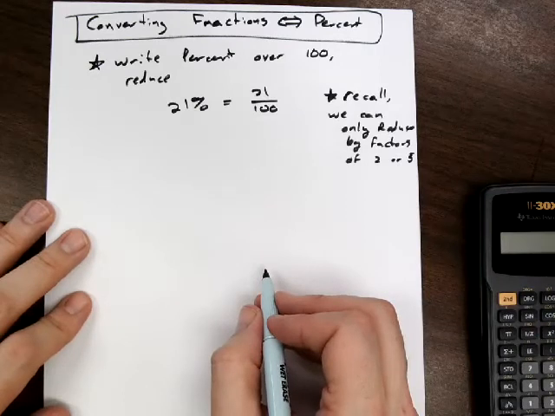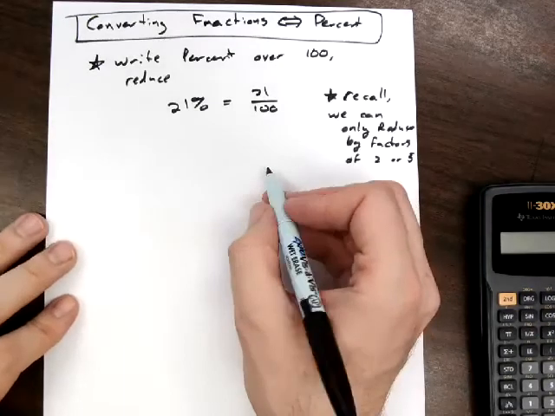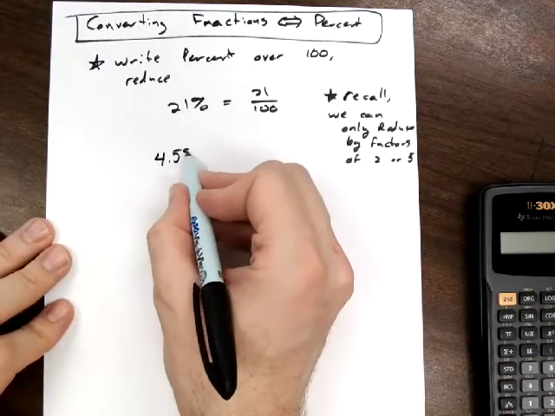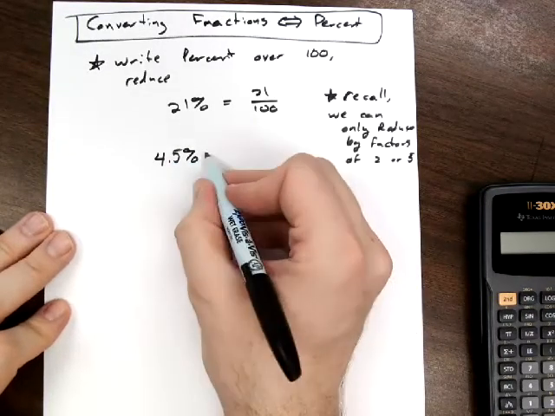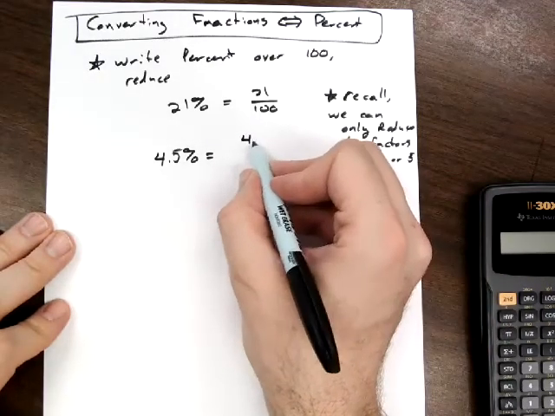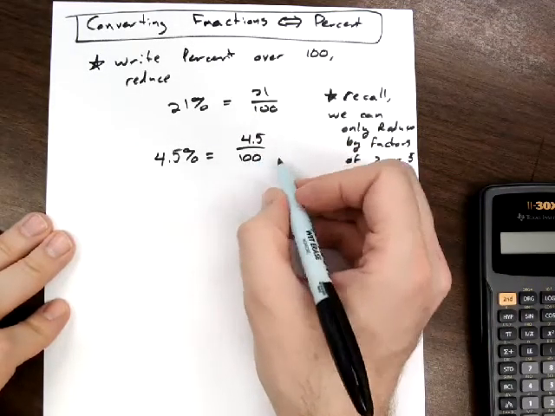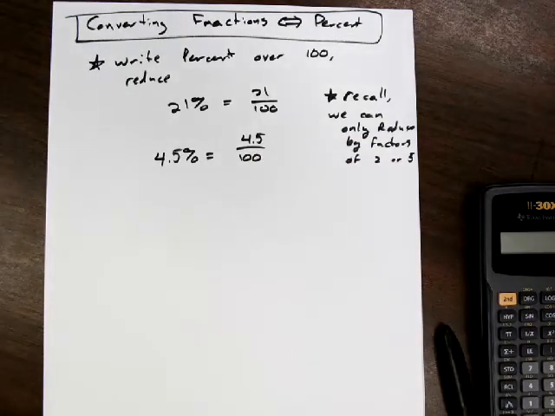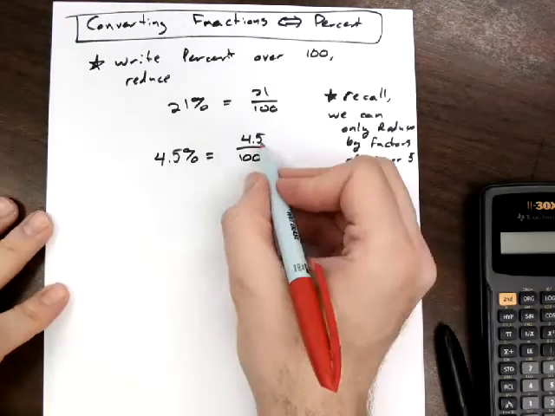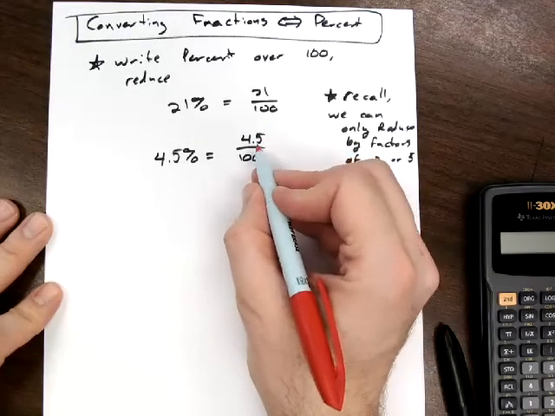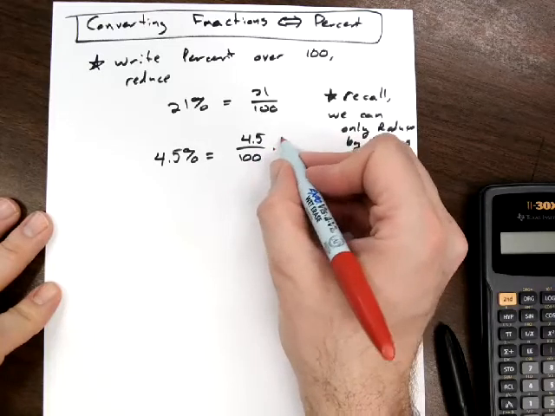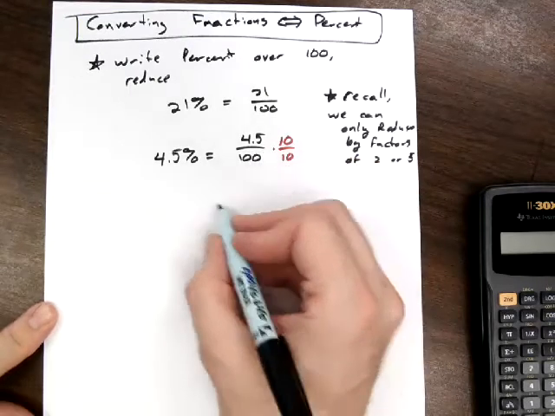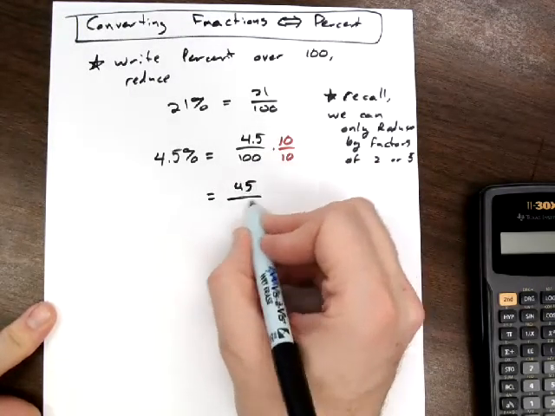Okay. What happens if I do something like 4.5%? That's going to look a little different. That's going to be 4.5 over 100. Ooh, that's a little ugly. So in order to convert this to an actual fraction, we need to not have that decimal right there. I'm going to multiply this by 10 over 10, so I can move that decimal one spot. That's going to be 45 over 1,000.